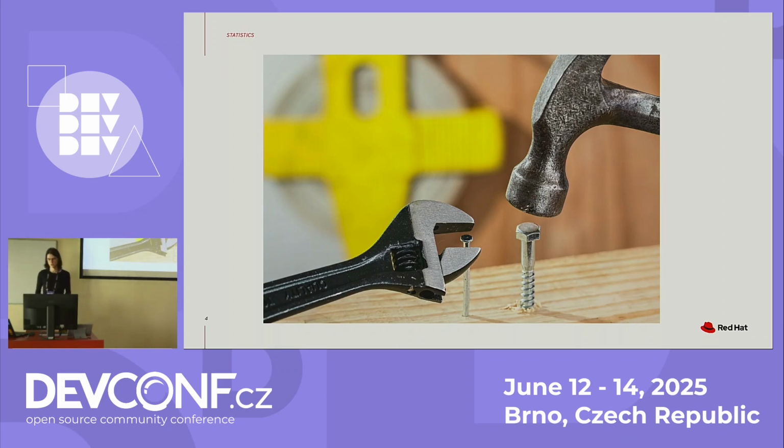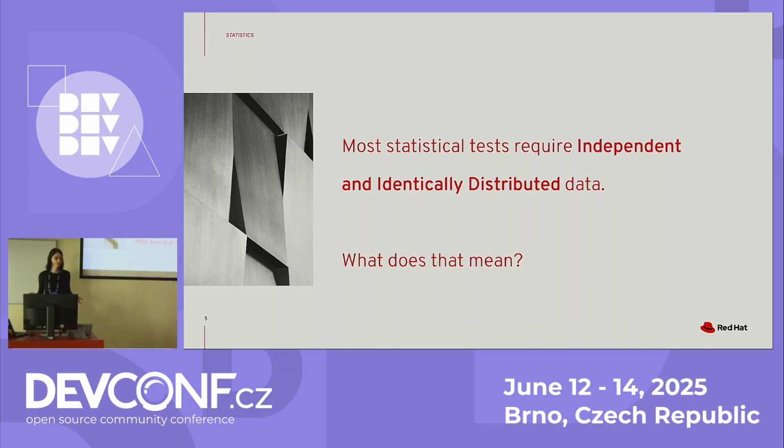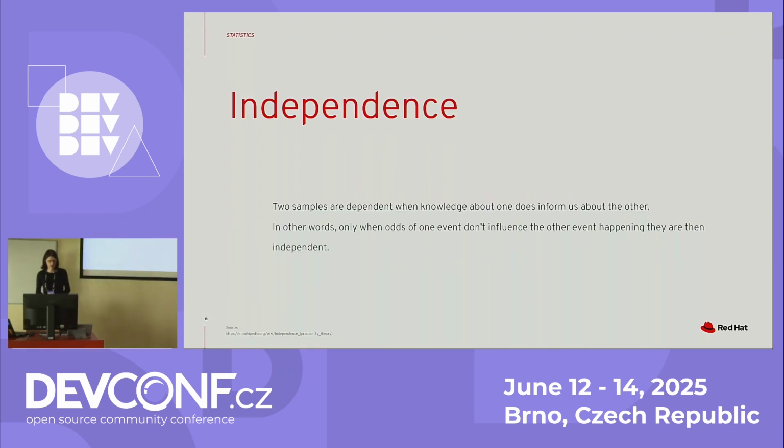you actually then collect. So the very first thing is when you read about a statistical test, most of them will say that they require independent and identically distributed data. What does that mean if we are talking as normal humans, not statisticians? So the first part, the independence, is that if we have two samples, then knowledge about the value from one sample does not give us information about the other sample in this set.